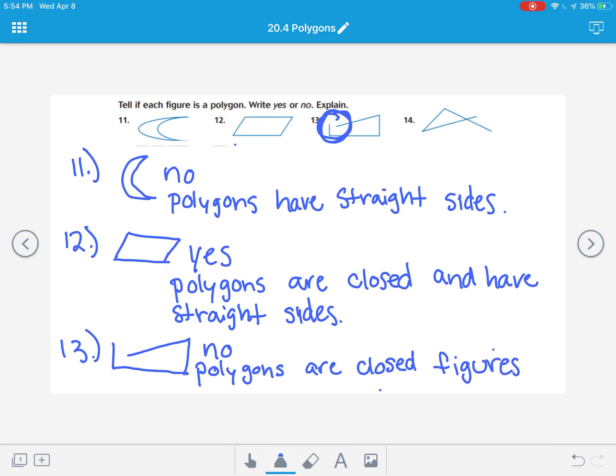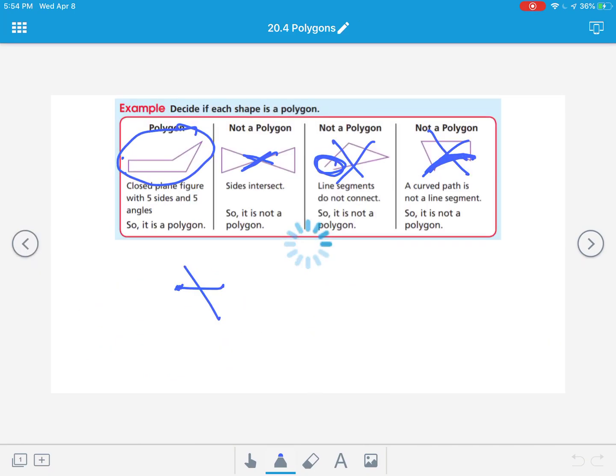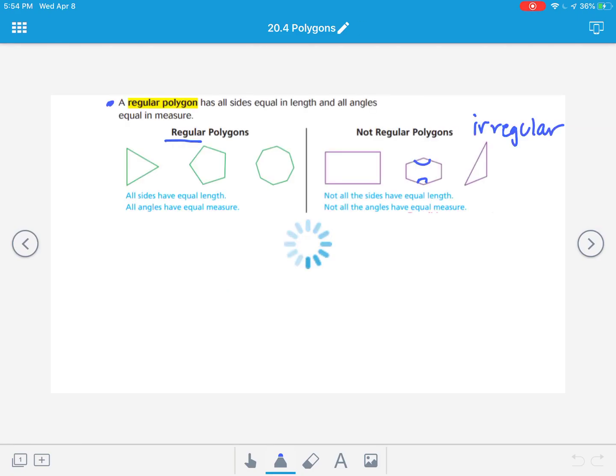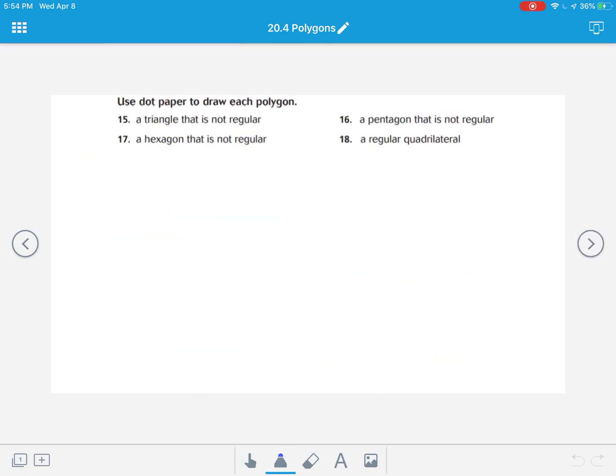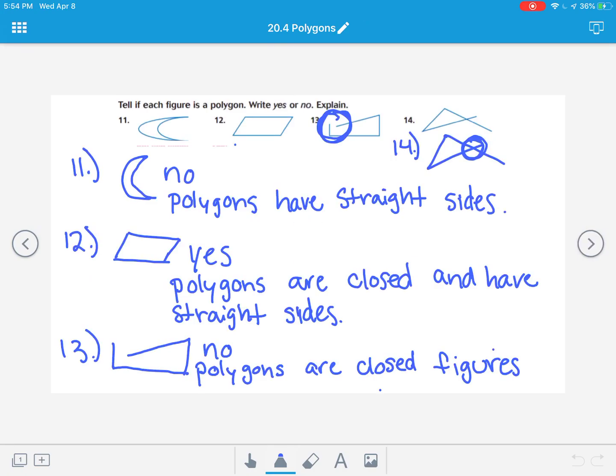All right, and number 14. All right, this one, let's run through our list. Number 14, we have this figure here. It looks like a triangle, but do you see how we have these intersecting lines here? Polygons do not have lines that cross each other, okay? Remember that from the beginning. Sides do not intersect. So this is not a polygon because the sides are intersecting.